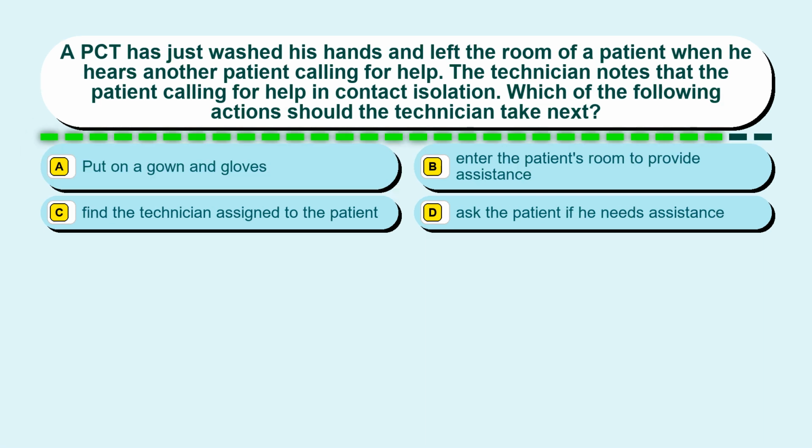Question 4. A PCT has just washed his hands and left the room of a patient when he hears another patient calling for help. The technician notes that the patient calling for help is in contact isolation. Which of the following actions should the technician take next? Option A, put on a gown and gloves. Option B, enter the patient's room to provide assistance. Option C, find the technician assigned to the patient. Option D, ask the patient if he needs assistance.